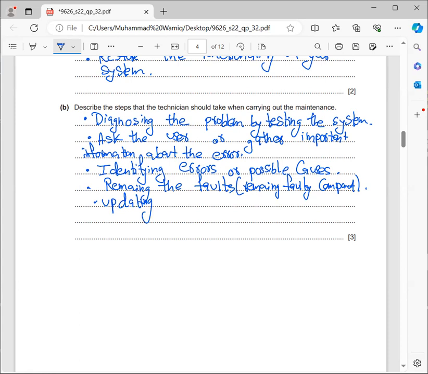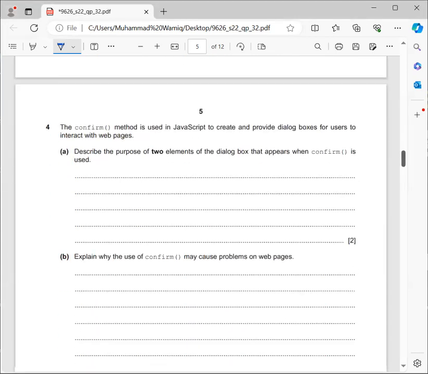You can also write like referring to technical documentation, taking notes like this. This is for 3 marks. You don't need to write for more than 3 points. Yes, you only need to write for 3 points. I am giving you extra points for your knowledge.